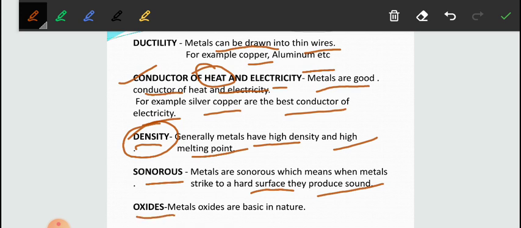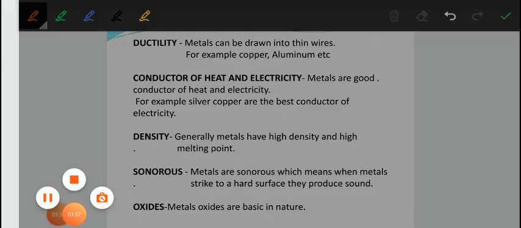Next one is oxides. Metal oxides are basically basic in nature. This property we have studied in our previous chapter also. Basically, metals form basic oxides.